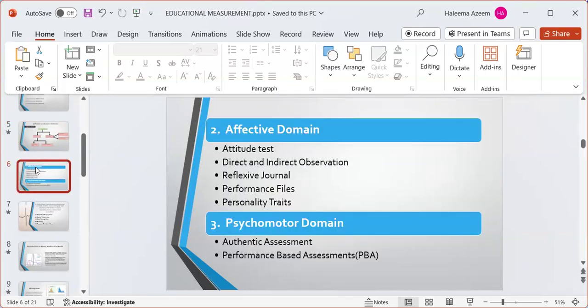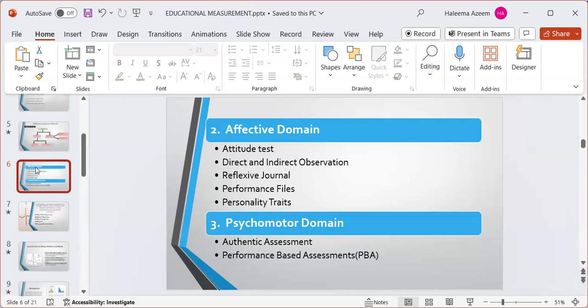Second one is affective domain. Affective domain involves feelings, attitudes, and emotions. It includes the ways in which people deal with external and internal phenomena emotionally, such as values, enthusiasms, and motivations. And we can find 6 categories under affective domain. They are receiving, responding, valuing, organization, and characterization.